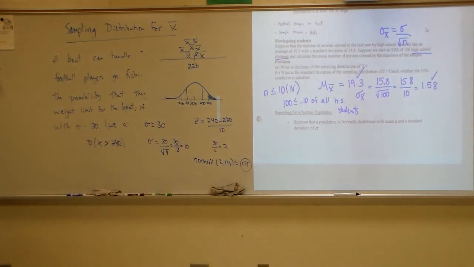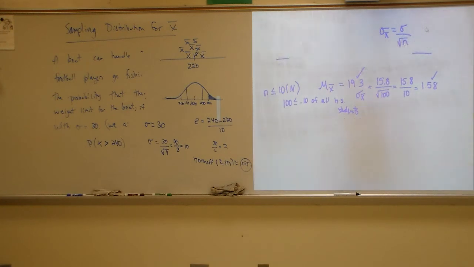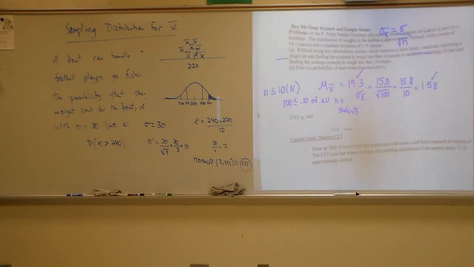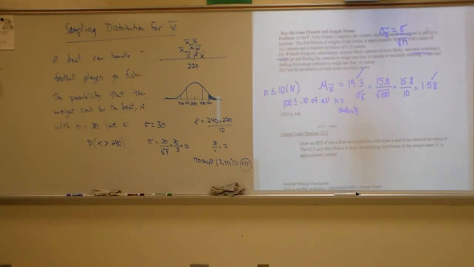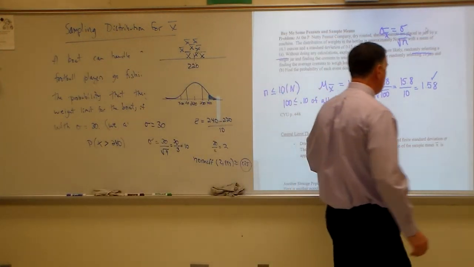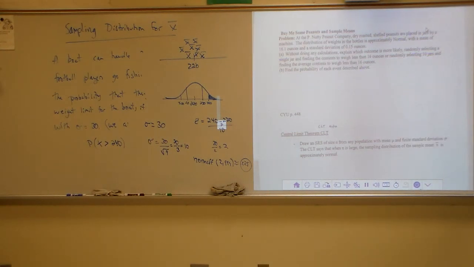All right, let's see what's next. Sampling for a normal population. Okay, we already talked about that. We've already done that. So let's go to this next problem. Let me get rid of this. And I think they have you do this problem. Okay? So here you go.